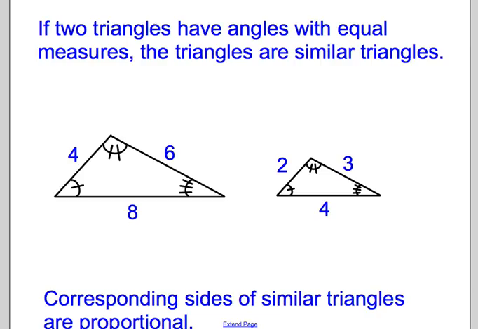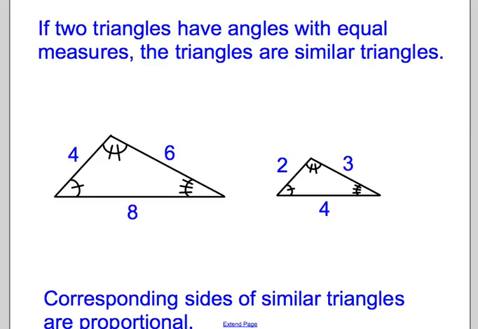Okay. Here's where we get into the similar triangle aspect of things, which was on our ratios and proportions from our last unit. If two triangles have angles with equal measure, the triangles are similar. Similar figures are figures that have the exact same shape, they're just a different size. One might be bigger, one might be smaller.